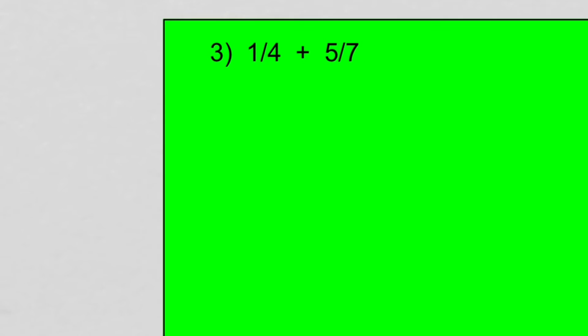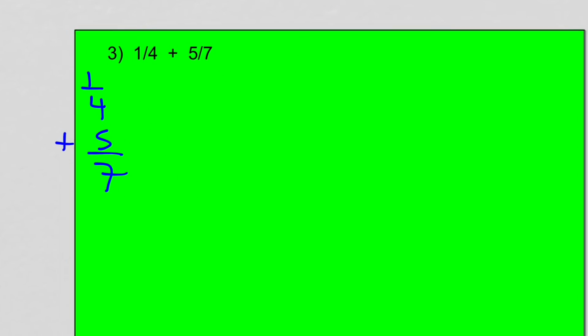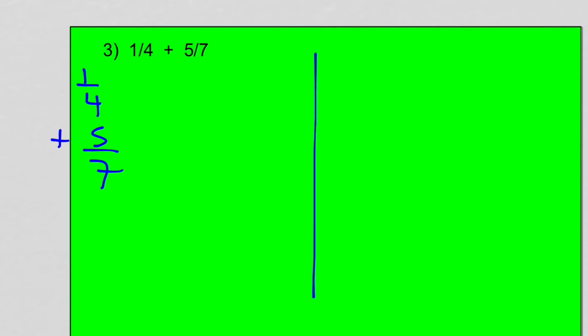Number 3: 1 over 4 plus 5 over 7. And I'm going to keep an area for scrap or mental math.